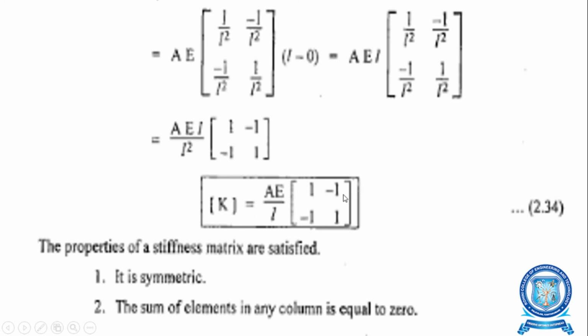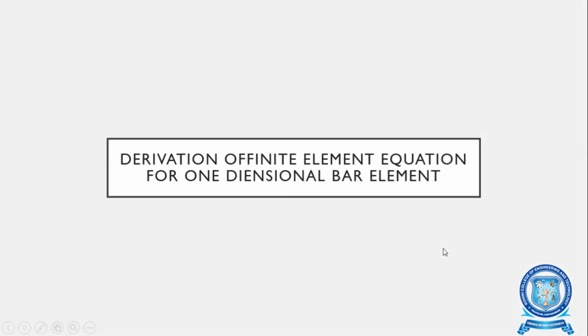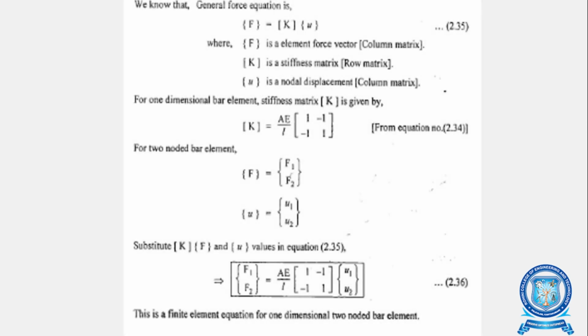In row also it is 1 minus 1 is equal to 0 and minus 1 plus 1 is equal to 0. So the next one is derivation of finite element equation for one dimensional bar element. The general force equation is F is equal to K matrix into U matrix. This is the general force equation. F is the element force vector, K is the stiffness matrix and U is the nodal displacement matrix. The stiffness matrix K is given by AE by L [1 -1; -1 1].